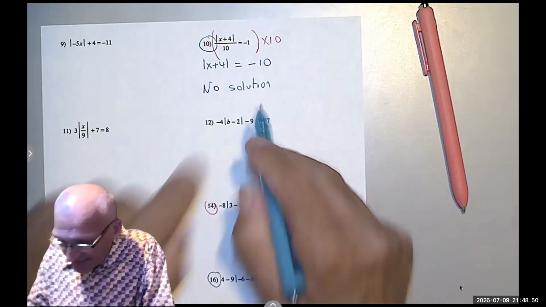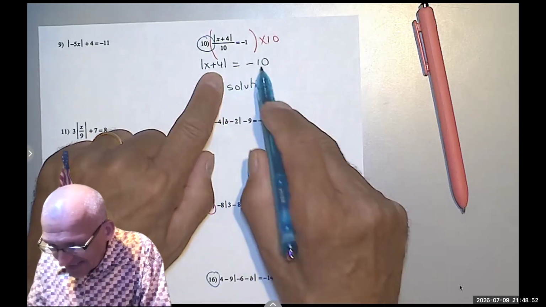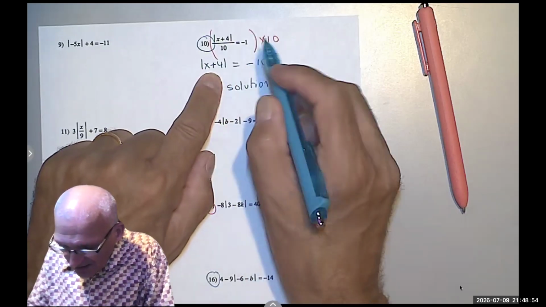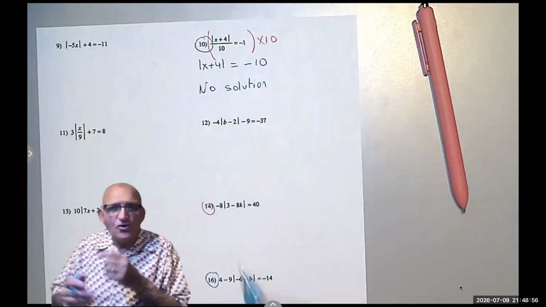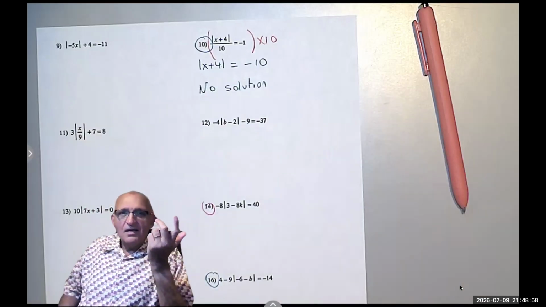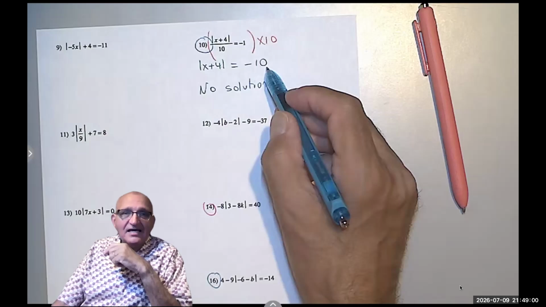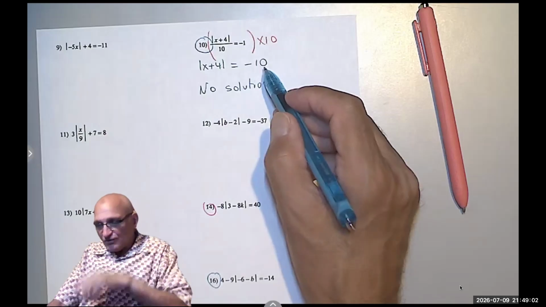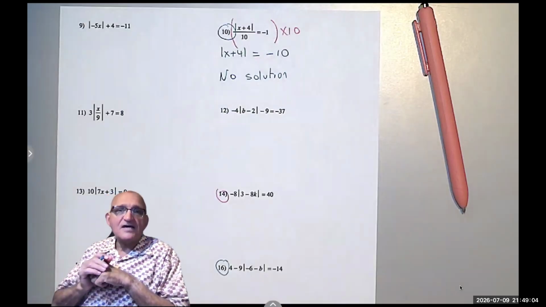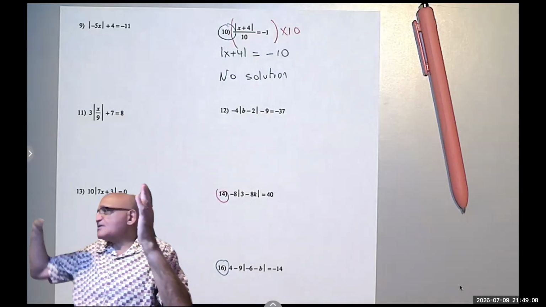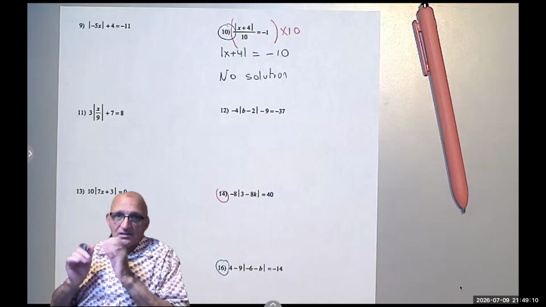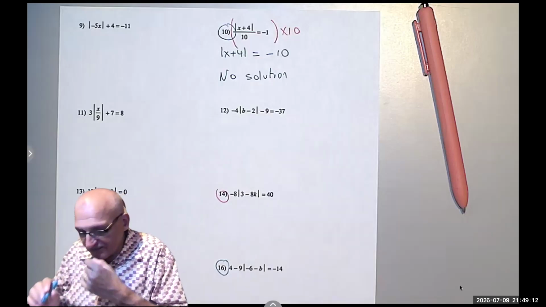Okay? Because as I said, if x plus 4 is -10, meaning what would be x plus 4? It cannot output a negative value. The output of this function is greater than or equal to 0. You cannot have an absolute value that spits out a negative value. This is very important, so you have to be careful about that.